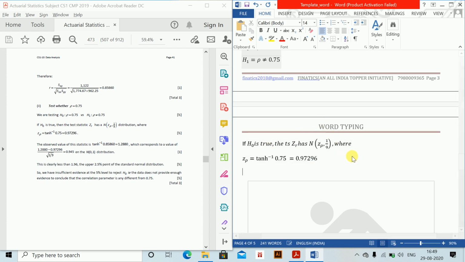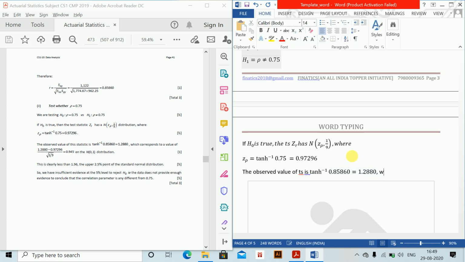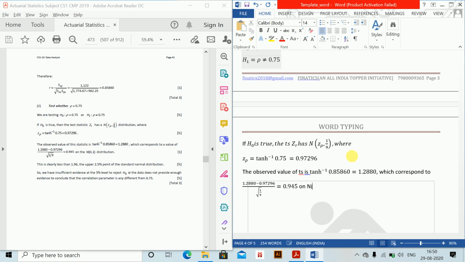Okay, the observed value of the test statistic is tanh⁻¹(0.85860), which is equal to 1.2880, which corresponds to (1.2880 − 0.97296) divided by √(1/9), which is equal to 0.945 on the normal 0,1 distribution.